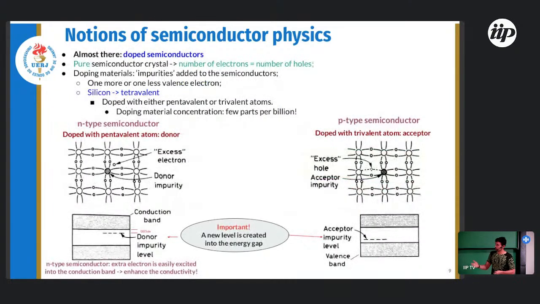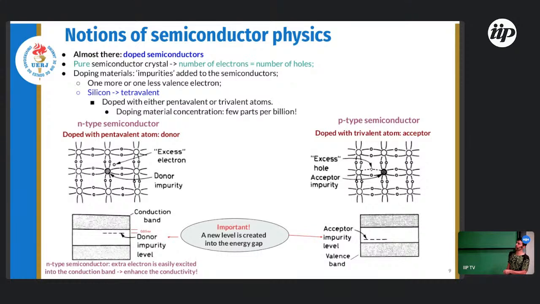Okay, we're almost there. Now the last step before understanding how we can use these for detectors is the concept of doped semiconductors. Normally, in a pure crystal of semiconductor, the number of electrons is equal to the number of holes. However, we can take an impurity and add it to this material to get one more electron or one more hole. How can we do that? We know that silicon is tetravalent, it has 4 electrons, but we can dope it with either pentavalent or trivalent atoms. And then we have 2 possibilities.